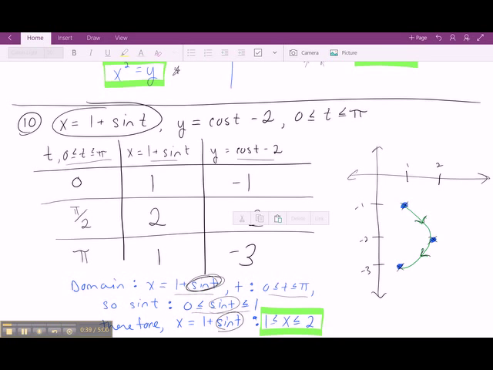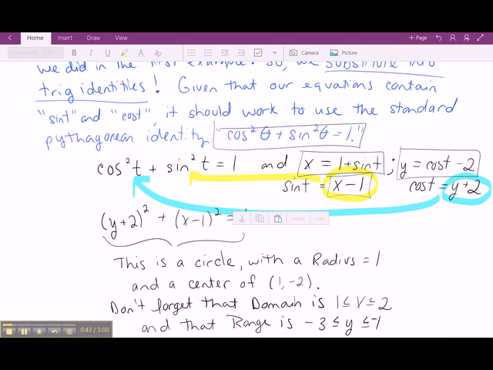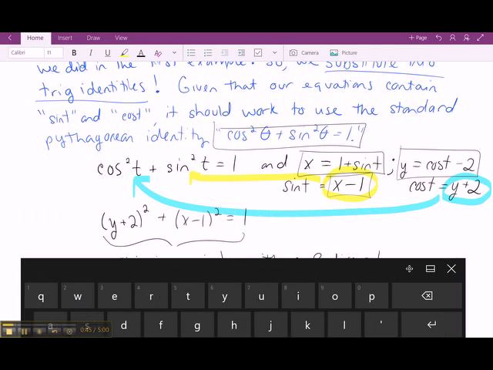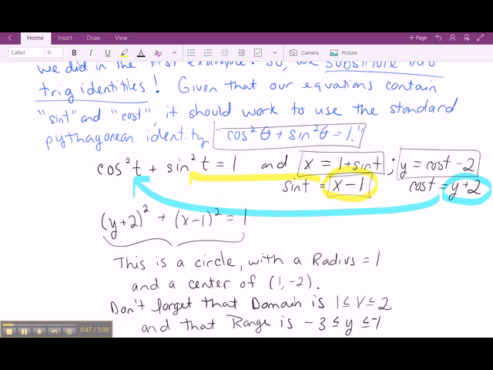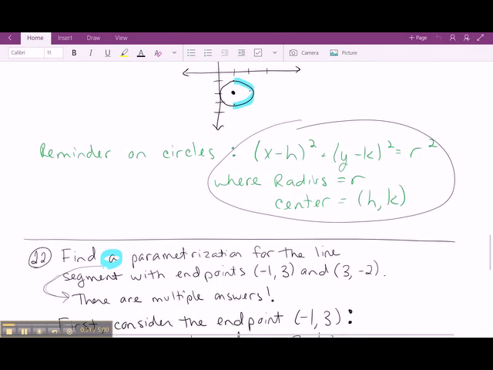So you're not always going to use this one trig identity. Sometimes you're going to use different identities, so just be aware of that. You're going to pick the identity that will work with the trig equations you were given.